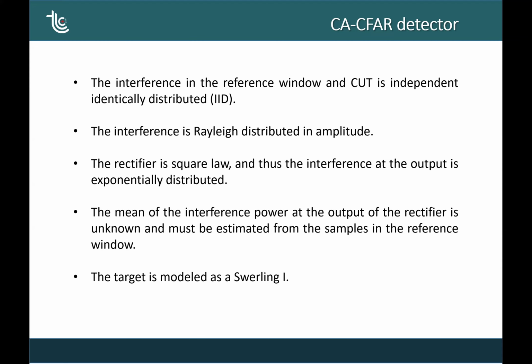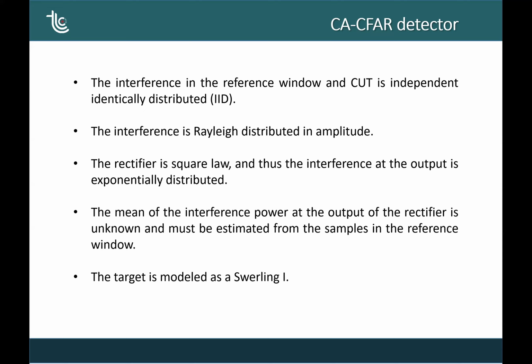And this is possible because in our system we have already canceled, or tried to cancel, the clutter component, and we are left with some residual of the clutter and with the thermal noise. So we can suppose that these disturbance components are all Gaussian distributed in I and Q components, which means that the amplitude is Rayleigh distributed.